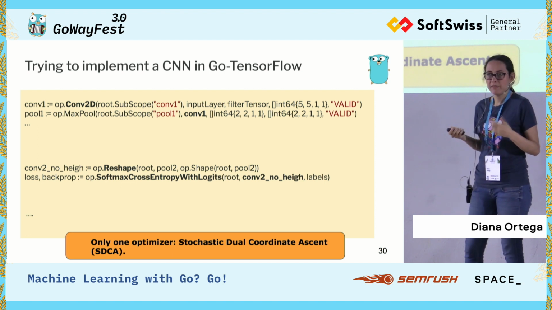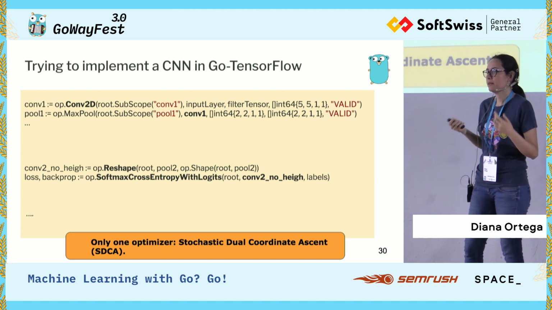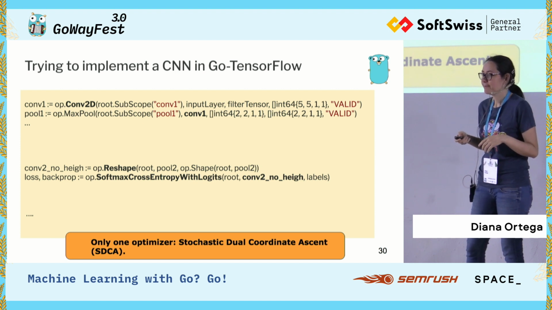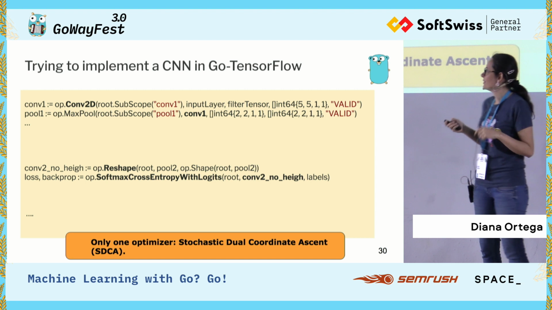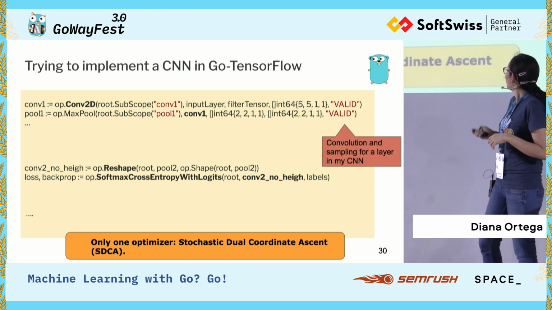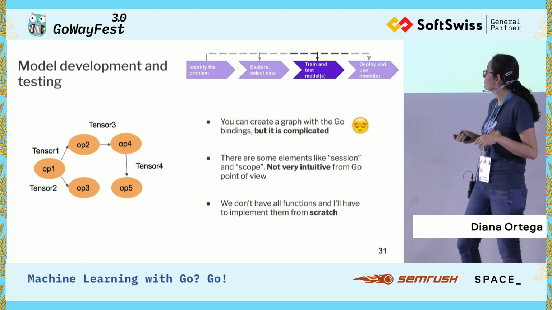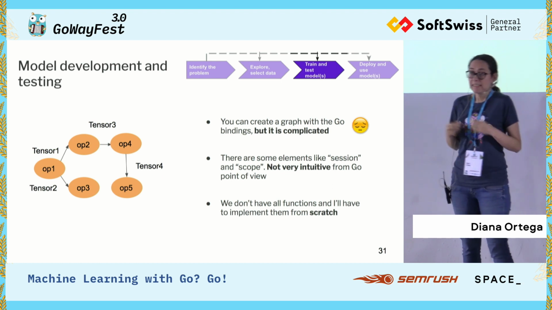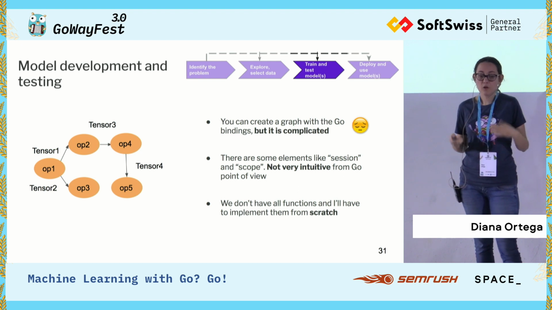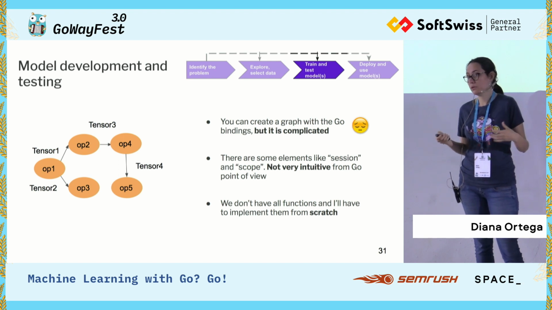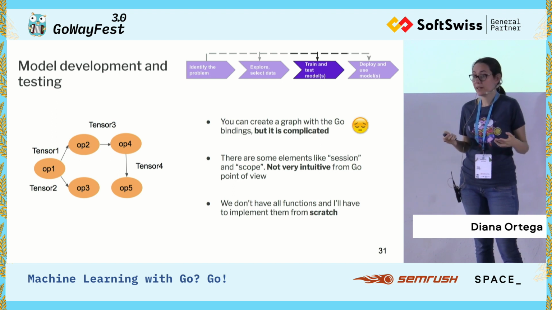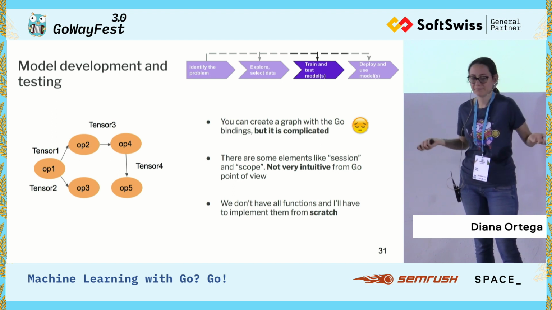No, there is not, and if I want it, I have to develop it from scratch, and I don't want to. I'm not a very mathematical person. So I say, okay, it's not that simple. You can create a graph with Go, but it's complicated. You don't have everything in the API, and if you want to have some things, you have to develop it from scratch. But if I have to develop it, maybe I can use something more Go.